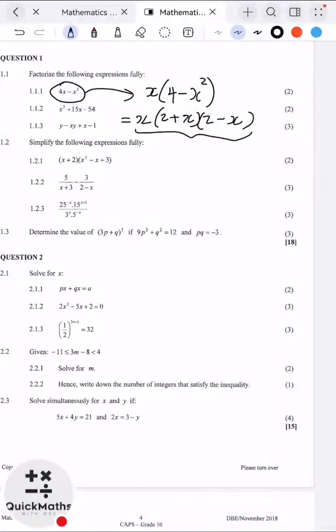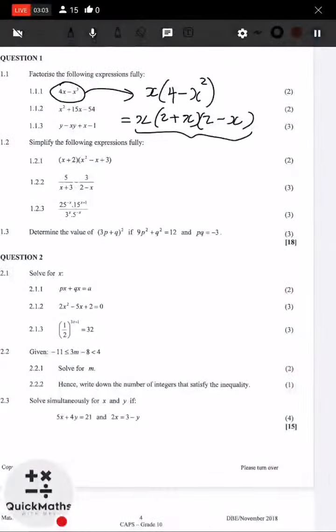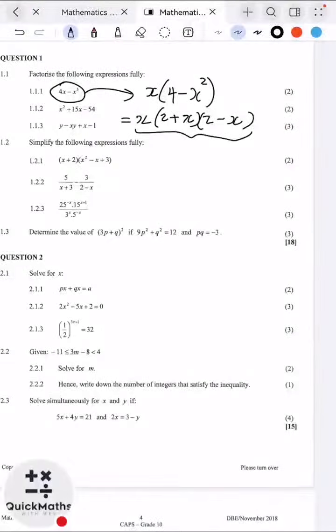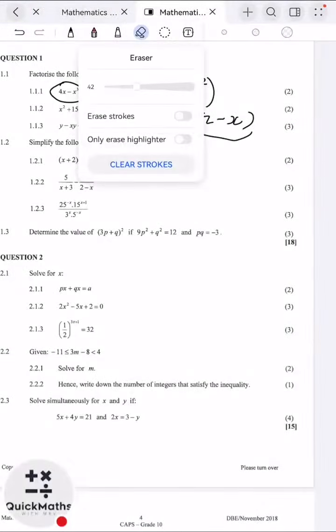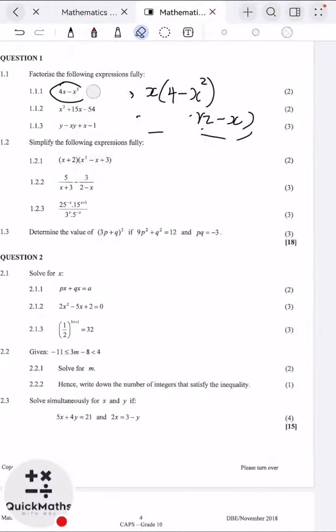We factorized fully. What we did was we took out x as a common factor. After that, we noticed inside the bracket there was a difference of two squares, so we factorized that also. How do you factorize the difference of two squares? Two brackets that look exactly the same. Square root of the first one, that's the 2. Square root of the last one, that's the x, and then a plus and a minus. Okay, let's get rid of all of this, and then let's go ahead and do the second one.